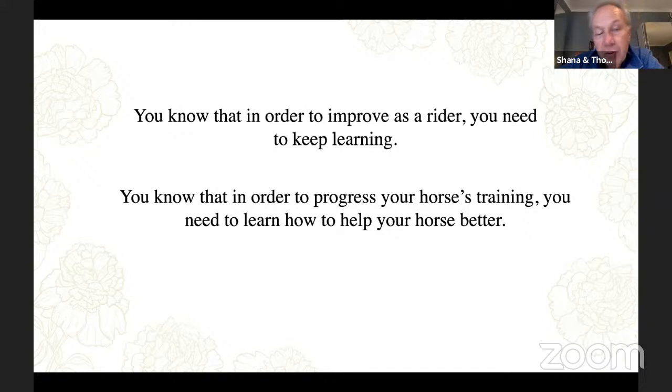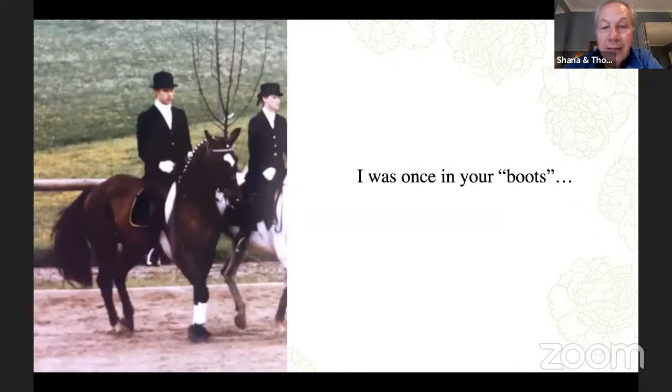Yeah, then of course, in order to improve as a rider, we have to keep learning. We all do. And in order to make progress with the horse's training, you need to know how to help the horse better. And a lot of people, of course, don't know how, but that's where we can help. And I was once in your boots.